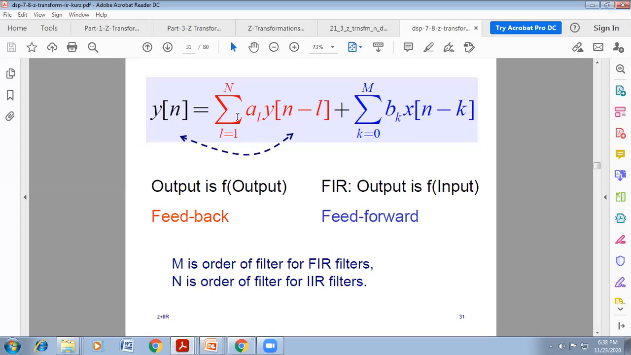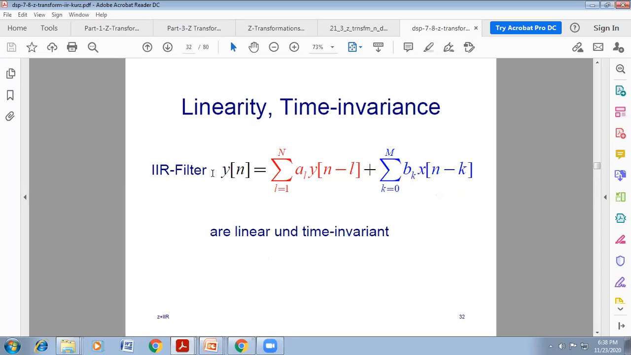Output function f, and in the FIR filter, this is the input, and this is the output function for yn. And this is the linearity property, where we started, and we have solved different kinds of problems using these properties, the linearity properties.